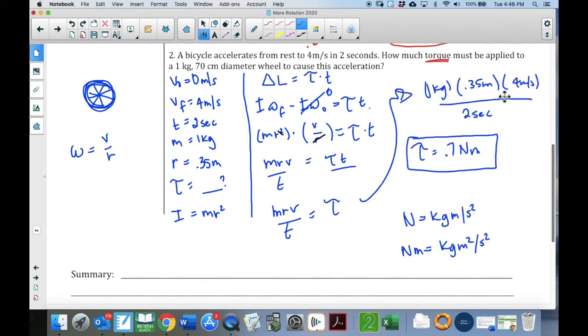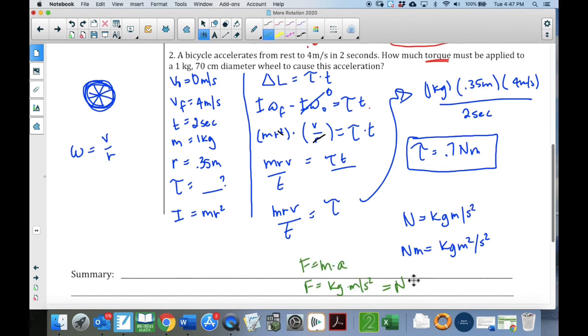Okay, when you plug this into your calculator, you should come up with torque is 0.7. Our units for torque is Newton meters. I just want to take a second to talk about Newton meters and what those units are, because up here it doesn't look like we have Newton meters. Well, what do we have? Remember that force equals mass times acceleration, and that's measured in newtons, right?